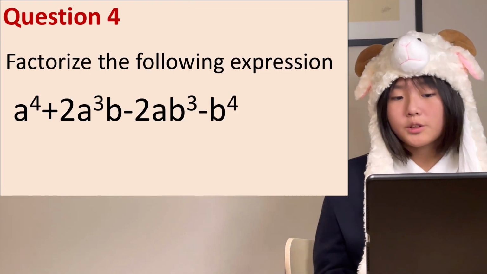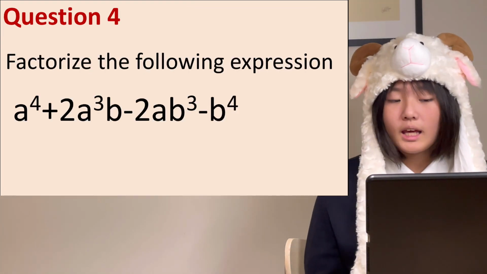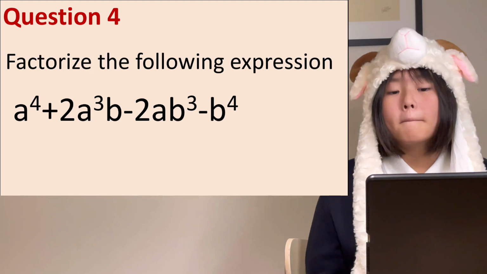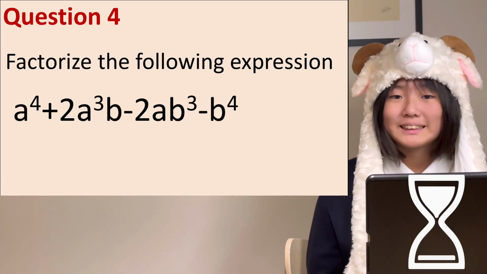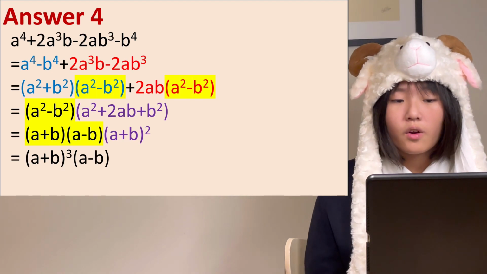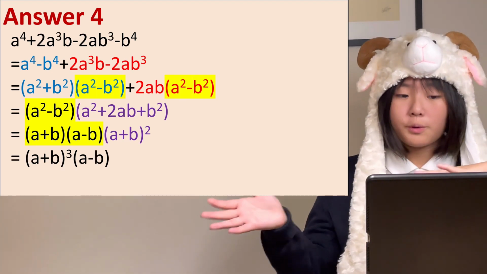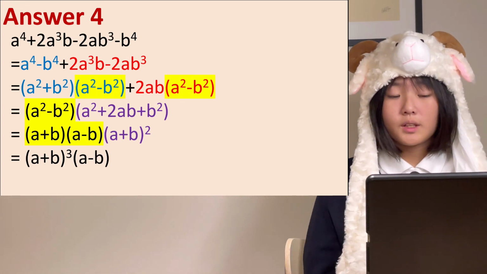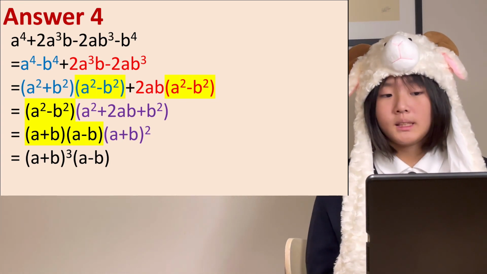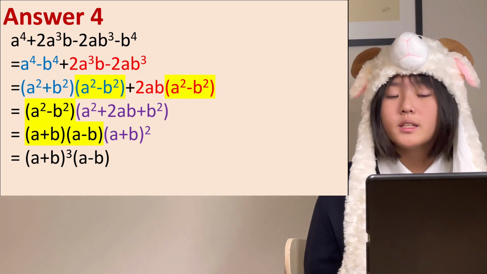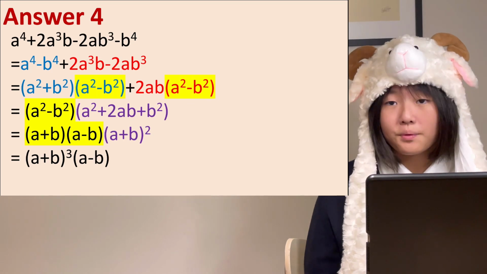Number 4. Factorize the following expression. a to the power of 4 plus 2a to the power of 3 times b minus 2ab to the power of 3 minus b to the power of 4. The answer is, first, move the equation around so that it's a bit easier to work out. So it becomes a to the power of 4 minus b to the power of 4 plus 2a to the power of 3 times b minus 2ab to the power of 3.